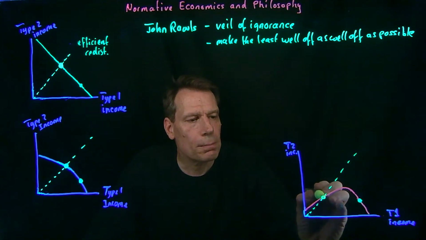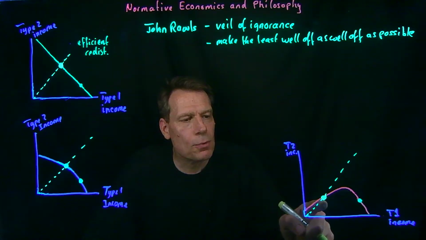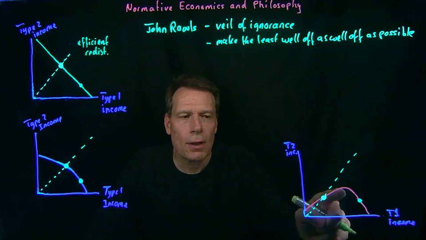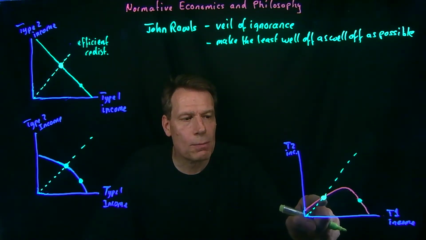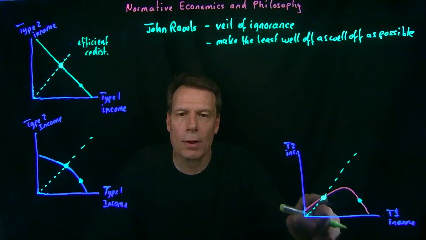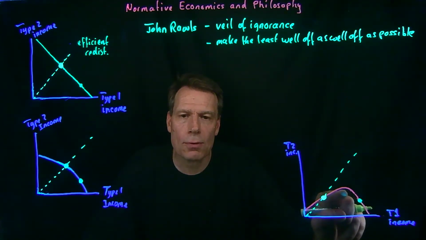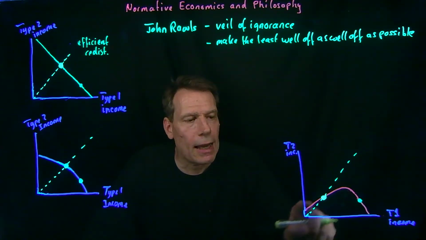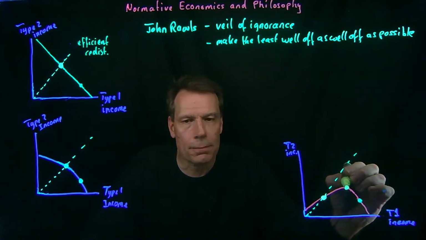Complete equality would imply that we choose this point on that social possibilities curve. But now, as we move to the right, both people are becoming better off. So we're making the least well off better off, which means Rawls would say we should not pick the point of complete equality. Even though inequality is emerging as we move to the right, the least well off person is becoming better off. And that's going to continue to be the case all the way until the peak here.